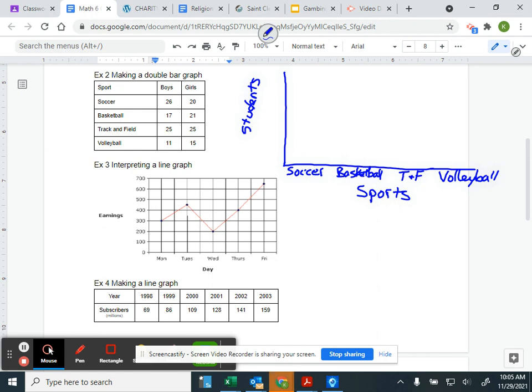And then I need to figure out what my scale should be. I see 26, 20, 17, 21, 25, 25, 11, and 15. What do you think would be a good scale going up? If my highest is 25, what do you think we should skip? Should we go by ones or should we do some skipping? What do you think, Will? Maybe going by fives.